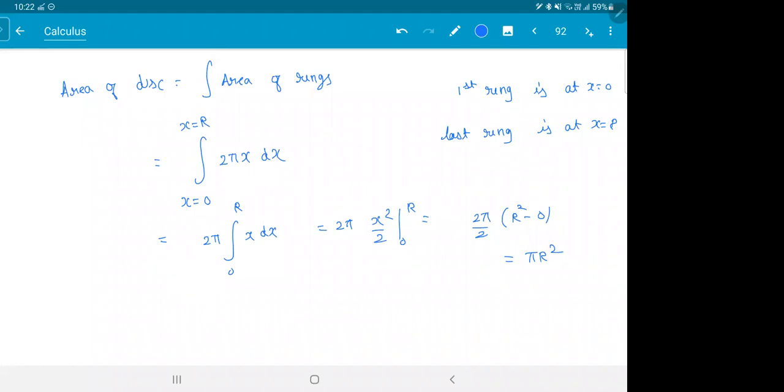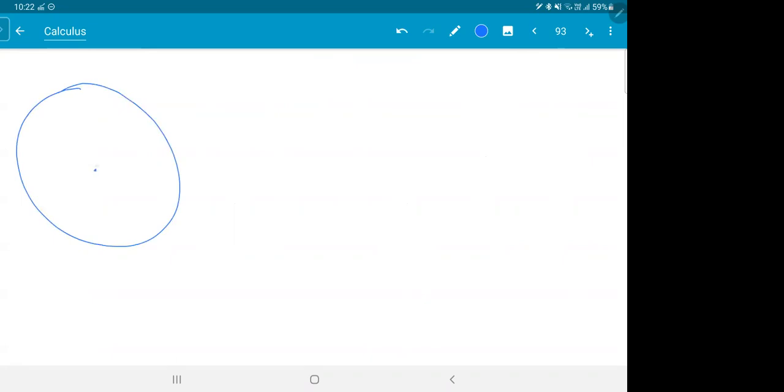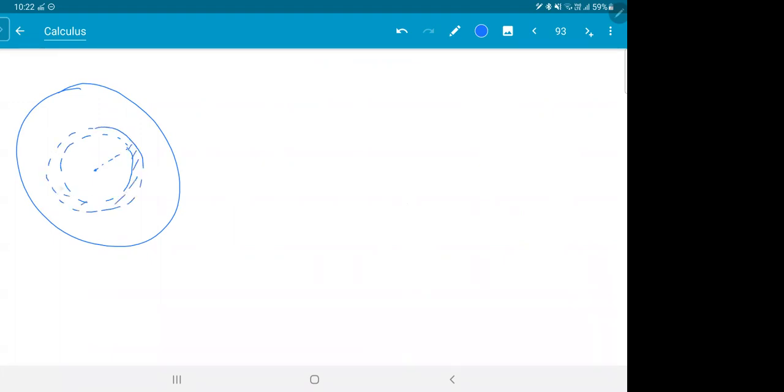Next thing. So this is one type of this thing. Now, how could you have done this without integration? The idea was the same. At a distance x, take a thin strip of thickness dx. Then what I suggest is, keep the strips one on top of another like this.